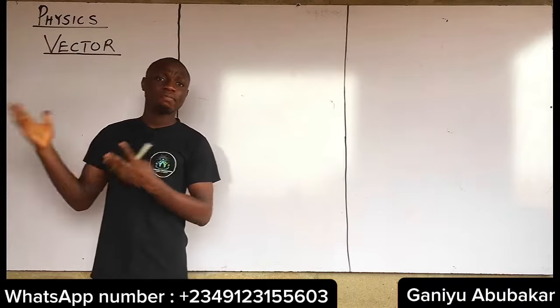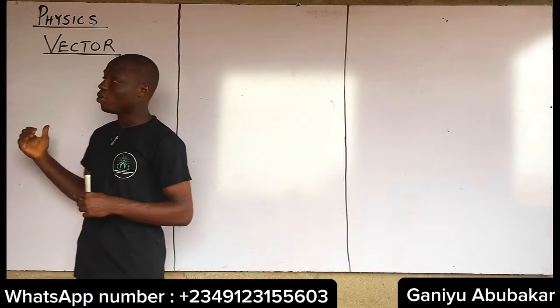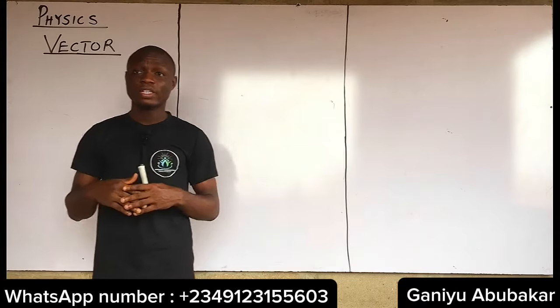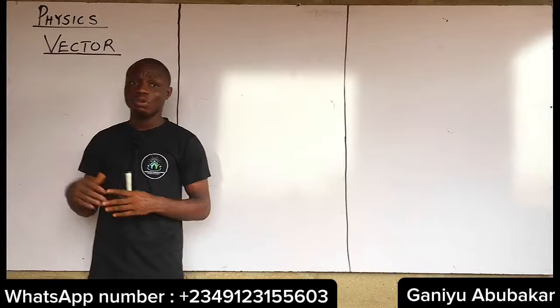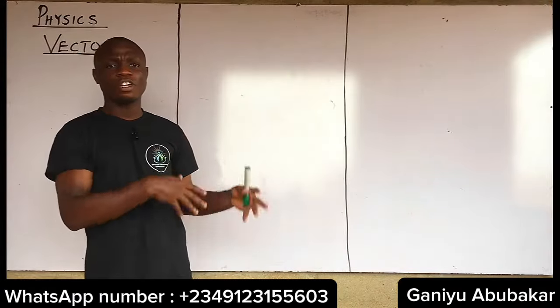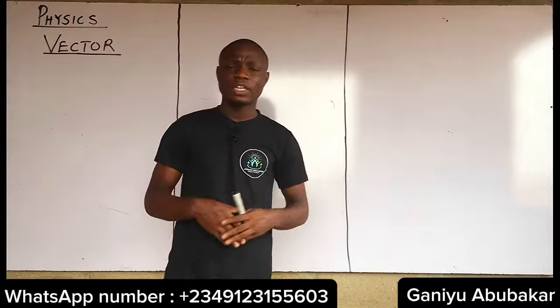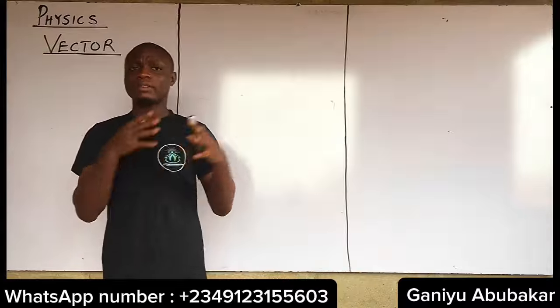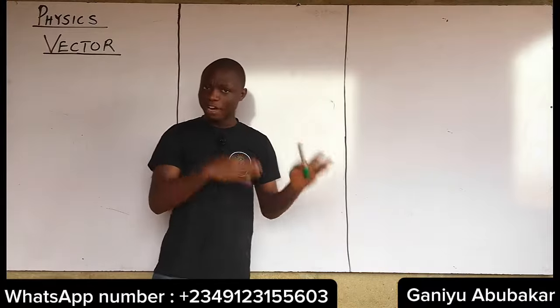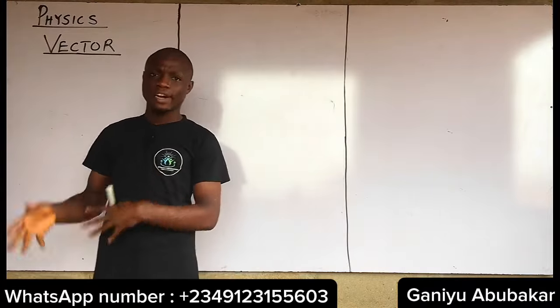There are several examples of vectors, so you can try to search online. You'll see several other examples of vectors. All right, I have discussed the definition of vector as a physical quantity that has both magnitude and direction. By magnitude, we mean numeric value, and then direction.